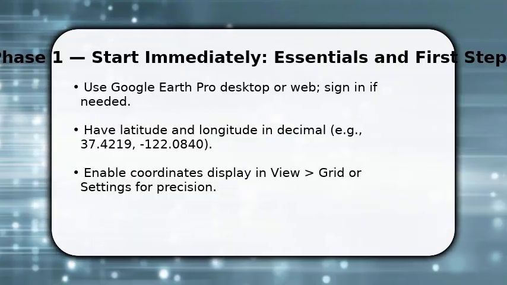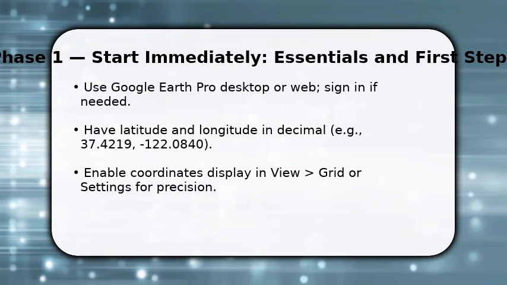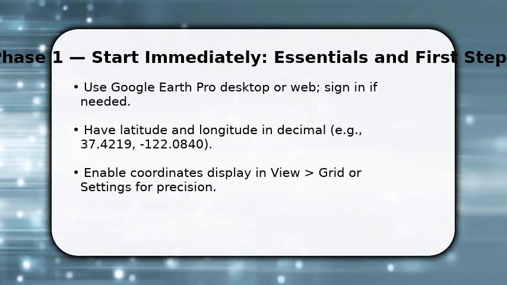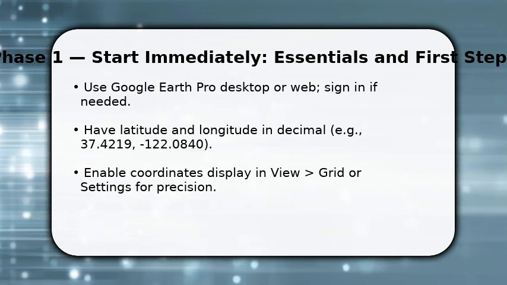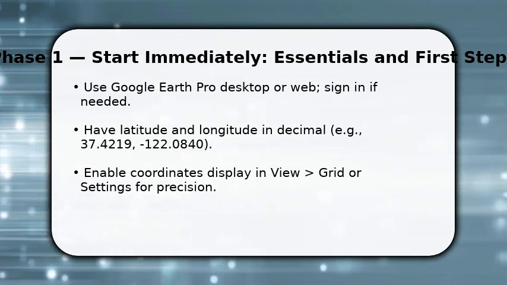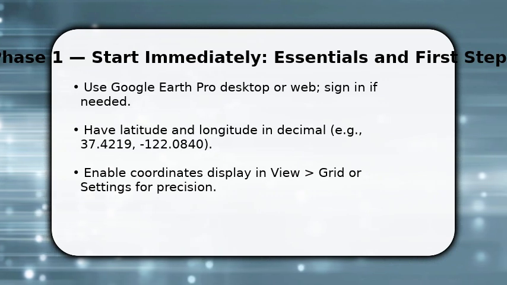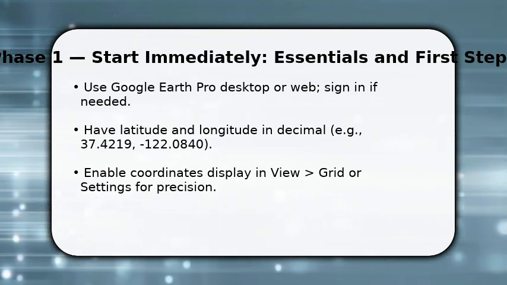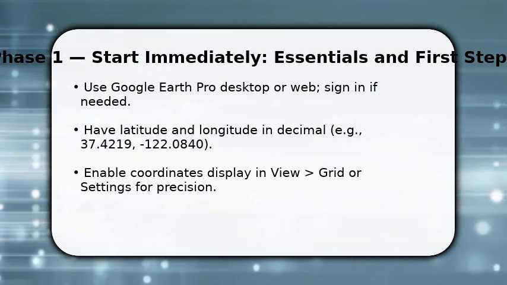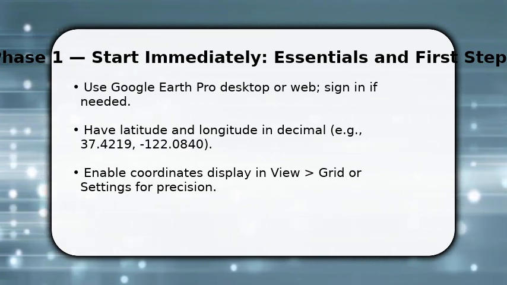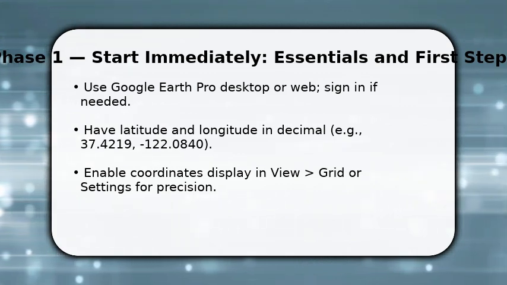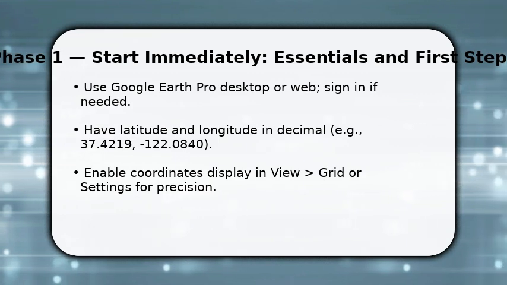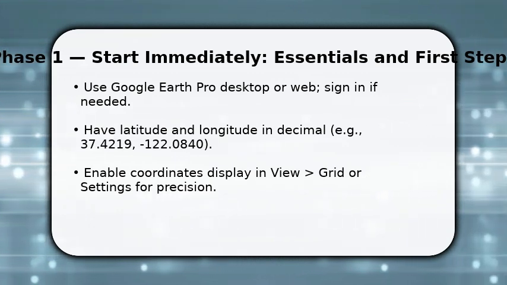You start by opening Google Earth and preparing your coordinates. This saves time. Once the app loads, make sure you're in the correct mode, desktop versus web, because menus differ. Enter decimal degrees, for example 37.4219, minus 122.0840. This format avoids conversion errors. If you need higher accuracy, turn on the grid or coordinate readout in settings. These first actions let you place a marker precisely.